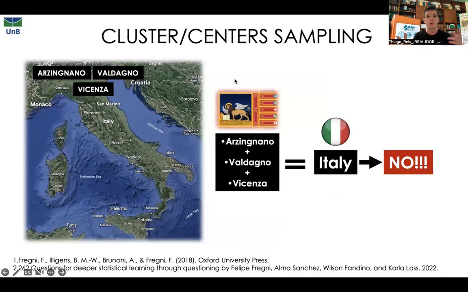There are different ways of sampling. One of these is in clusters. So you go to centers, to referral centers, to allocate and enroll patients. In this example here in the north of Italy, we could go and get patients from the center of Arzignano, the center of Valdagno, and Vicenza. But there is a limitation in this sampling method, because we cannot say that this sample represents the whole of Italy.